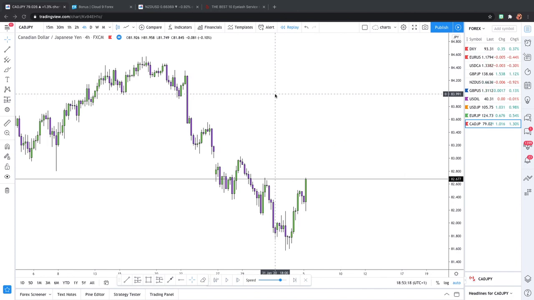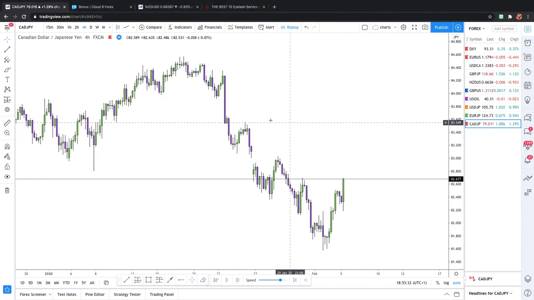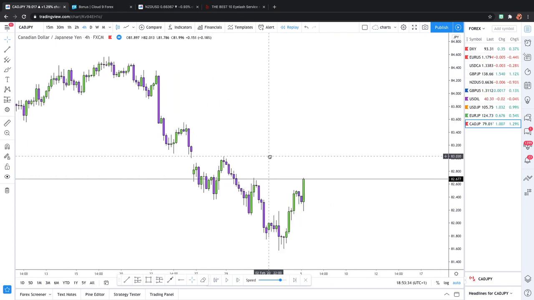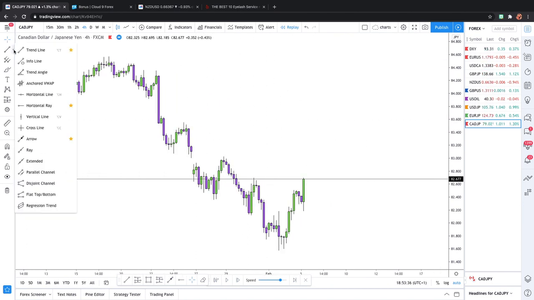Hey guys, so in this video we are going to go over zones and liquidity. So basically what liquidity means is it's the ability to enter buys or sells without causing a huge movement in price. So what that means is usually it happens after an impulse move. So right now we can see that we're on CAD JPY on the 4-hour time frame.